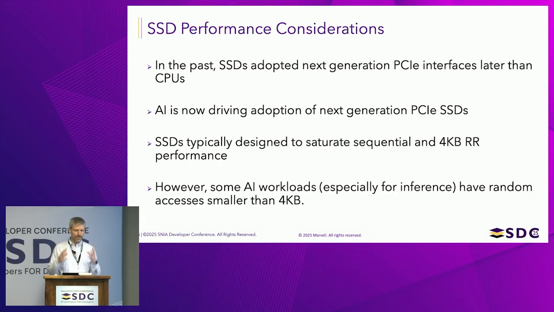When we talk about the compute node, the compute cluster within that node and cluster, what we're seeing now with AI and AI data centers is that AI data centers are really driving the adoption of next generation PCIe SSDs. In the past, SSDs were typically designed to saturate sequential performance and also 4K byte random read performance. However, with AI workloads, the access patterns are much smaller than 4K bytes, and that's in particular the case for inference workloads.